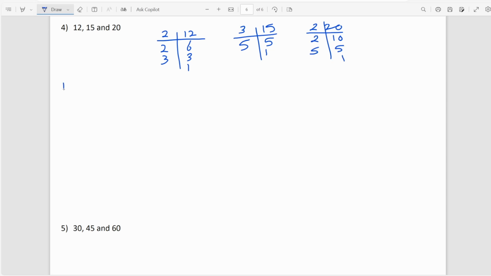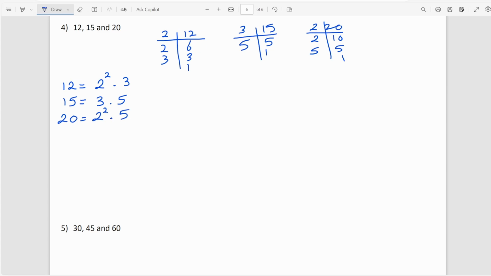So now let's list them out. So 12 is equal to 2 to the power of 2 times 3. And 15 is equal to 3 times 5. And 20 is equal to 2 to the power of 2 times 5.